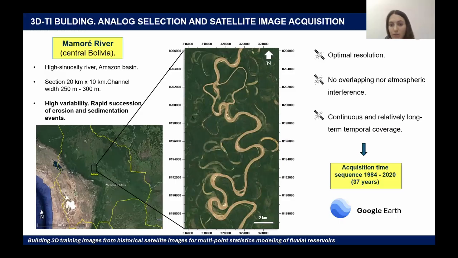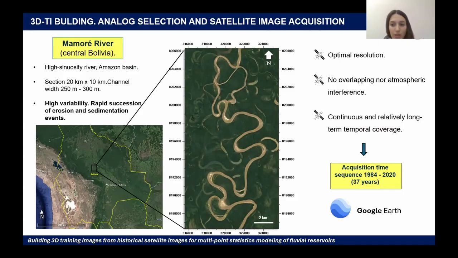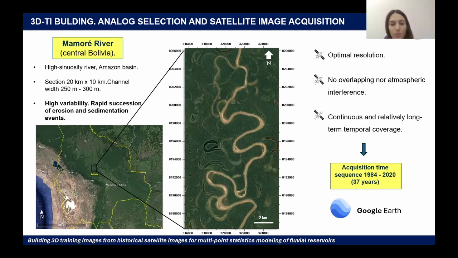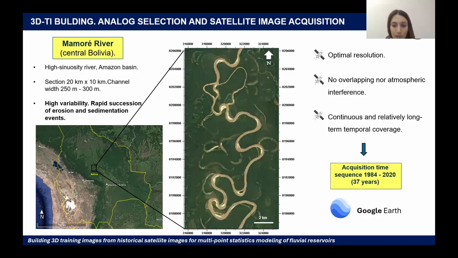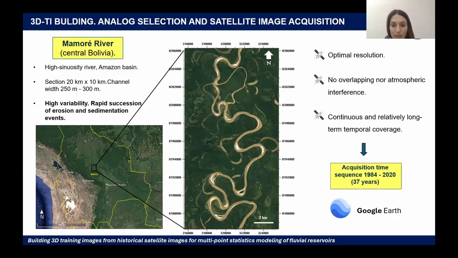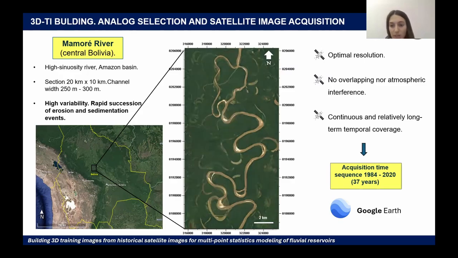First, we must look for a modern analog that meets some criteria. To capture the full spectrum of fluvial geomorphic features, the chosen modern analog must undergo high rates of morphological changes driven by rapid succession of erosion and deposition events, so that the dynamic patterns of the river are captured. Respecting the satellite image quality, it is important to find a historical sequence of images with long-term coverage availability and free of atmospheric interference and overlapping.